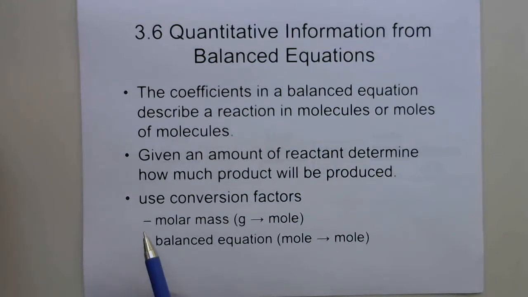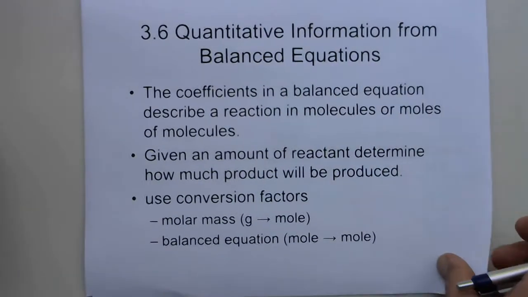Basically what you're going to be doing is using conversion factors. Just like we did when we learned dimensional analysis, we're going to be multiplying by fractions. It's important to show all the units and make sure all the units cancel out. A couple of the conversion factors that we're going to be using: molar mass to convert from grams to moles, or later in the problem from moles back into grams. Remember, molar mass comes from the periodic table. And then we're going to be using the balanced equation and the mole ratio within the balanced equation. Let's look at some examples.